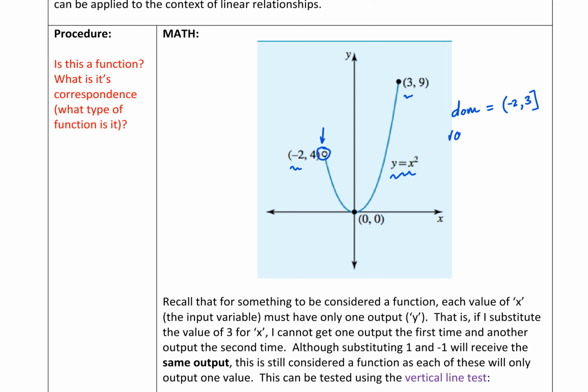The range of this function is going to be the span of y values that goes from the lowest value 0, and it does include that, to the highest y value 9.